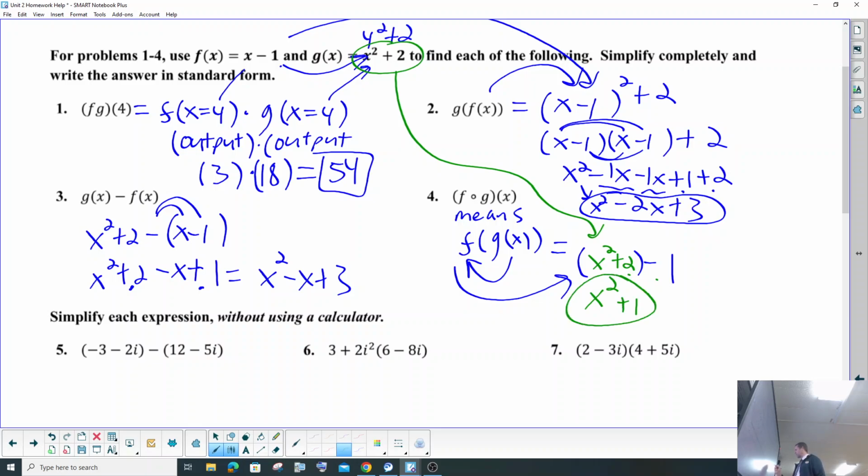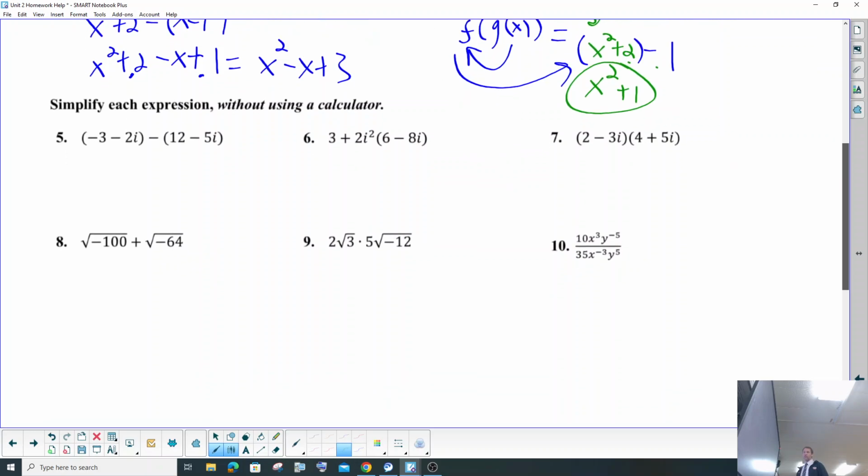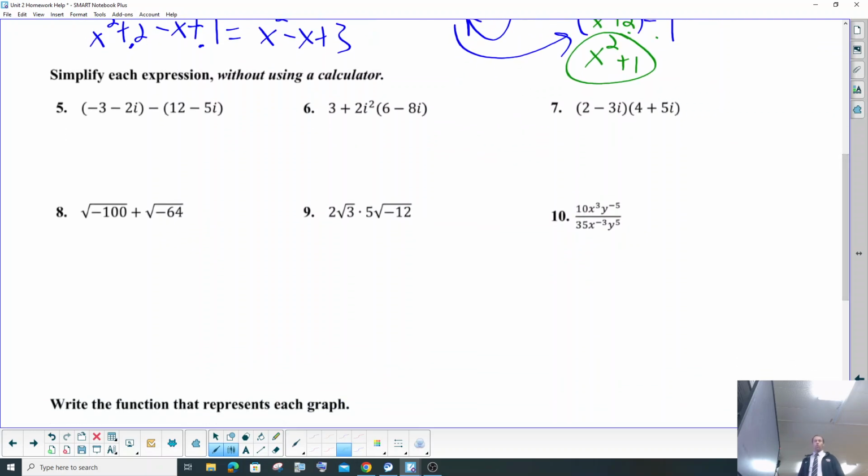Okay, do you remember how to work with complex numbers and radicals? You're going to see one or two or three of those on the test, the review section. So make sure to always distribute our negative through. Pause me, try 5 on your own. So you get minus 3 minus 2i.